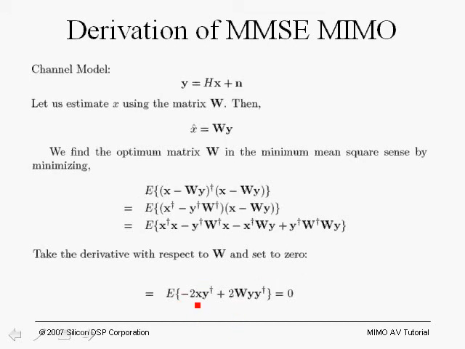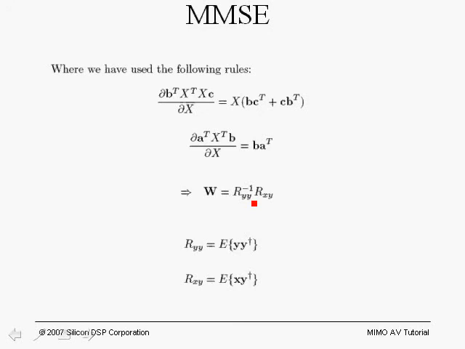And if we take the expected value, we get the expected value of X Y Hermitian, which is actually the cross correlation between the vector X and the received vector Y. And we also get the expected value of Y Y Hermitian, which is the autocorrelation matrix for the received vector Y. So we set this expression to 0 and take the expected value. We find W is equal to RYY inverse times RXY, where RYY is the autocorrelation, the expected value of YY Hermitian, and RXY is the cross correlation.